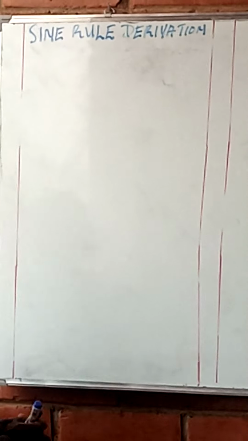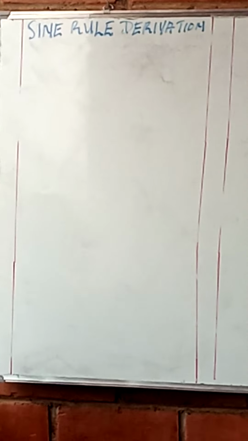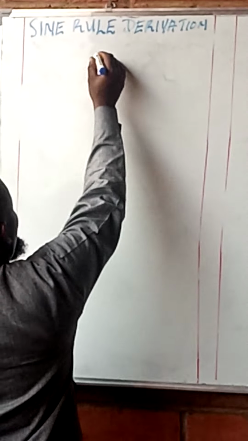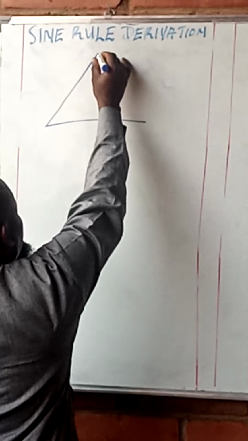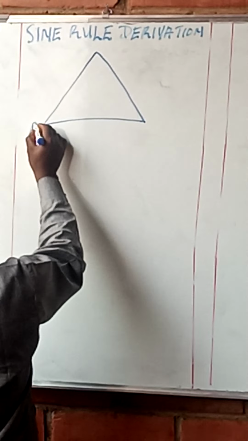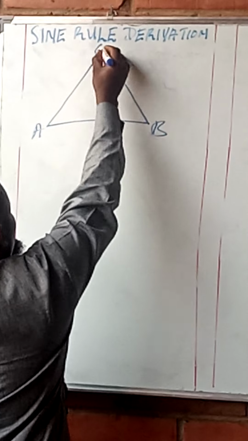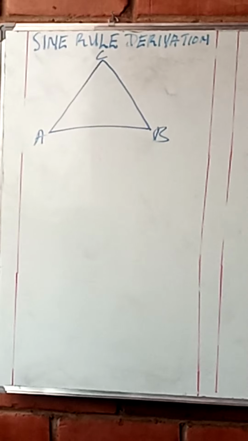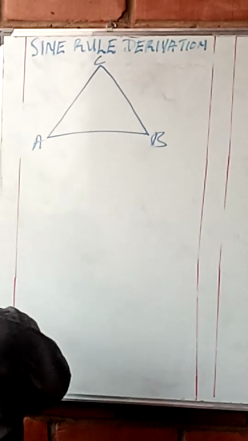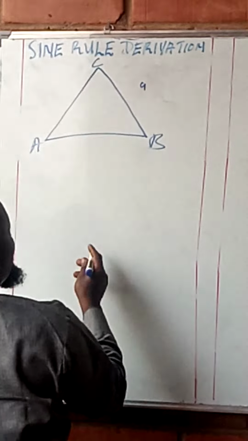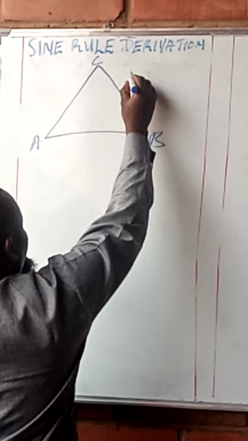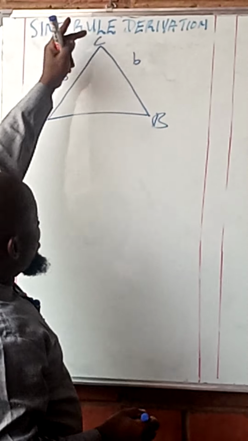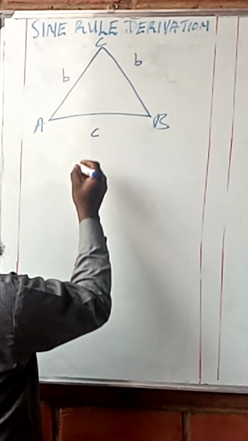The first thing to do when deriving the sine rule is to have your triangle, probably an equilateral triangle like this, and name it triangle ABC. It can also work for an isosceles triangle. Take note that the side facing A is your side small a, the side facing B is your side small b, and the side facing angle C is your side small c.